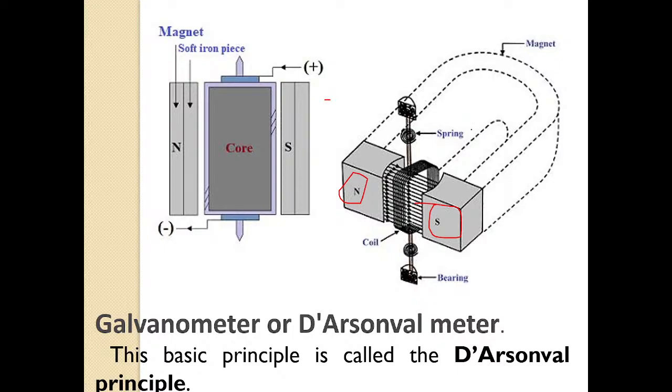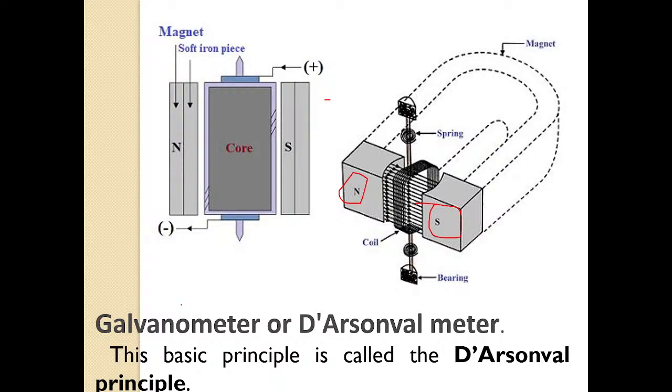Since we use permanent magnets here, this north pole and south pole are permanent magnets. We know the difference between a magnet and an electromagnet. We won't use any electromagnet here. We are going to use the permanent magnets.